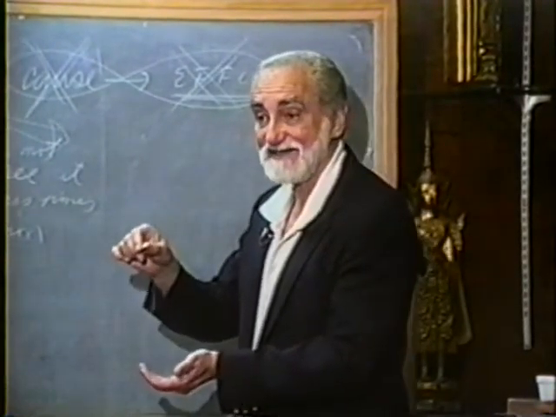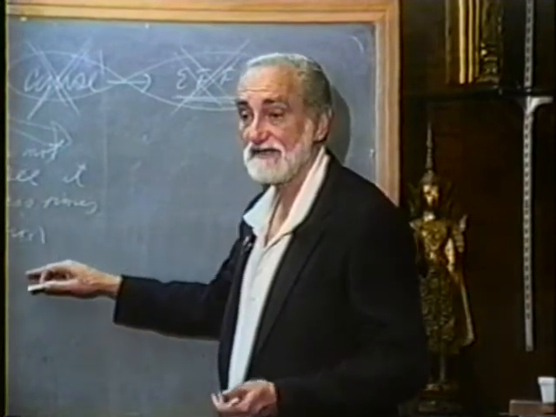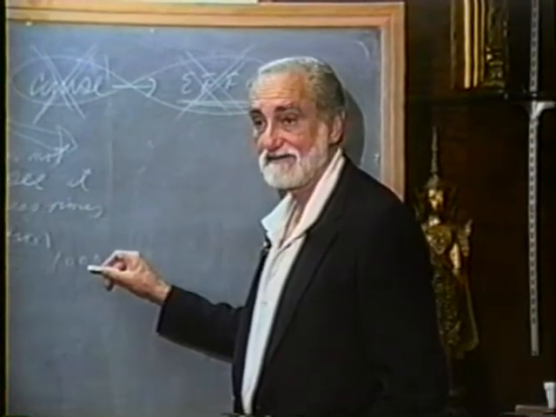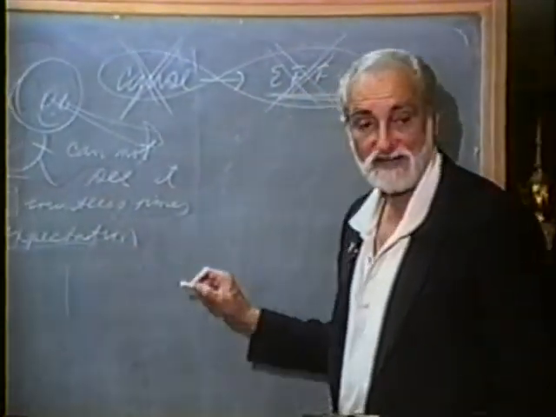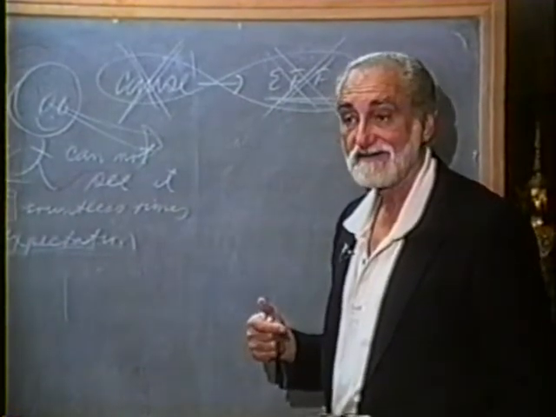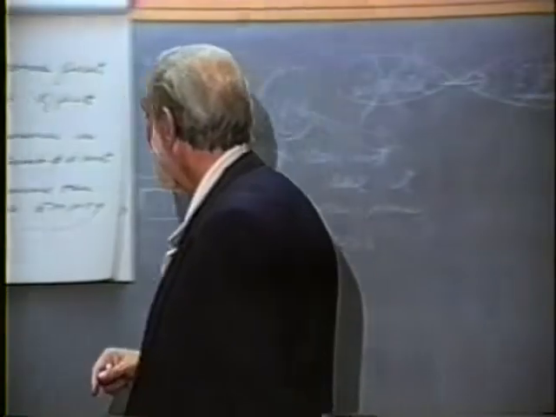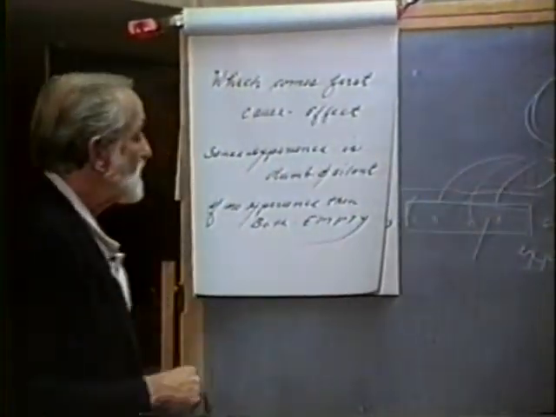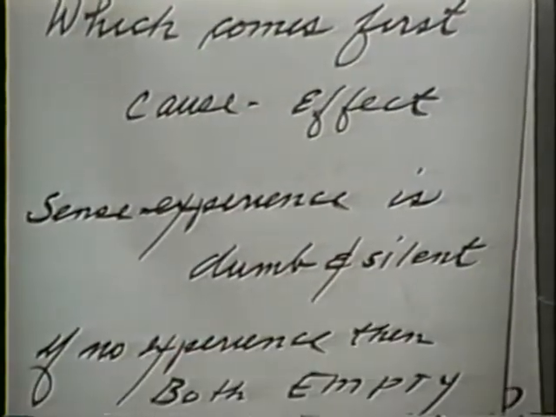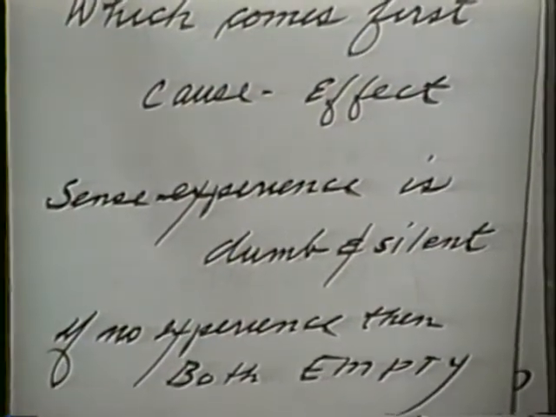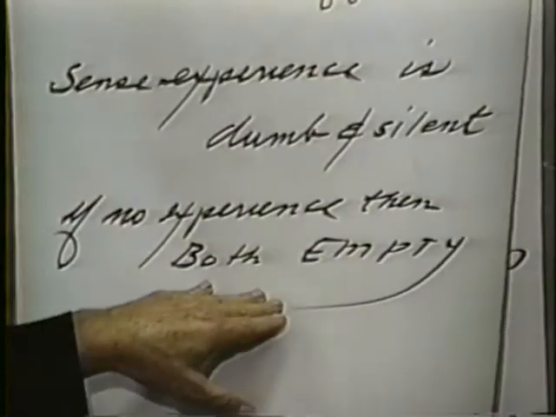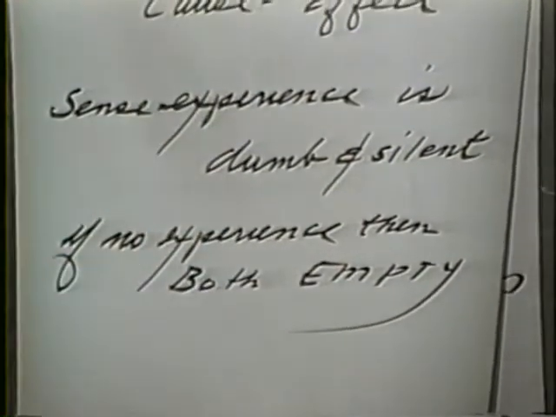Is there a certainty? Are we back with expectation, probability? No. If we know the odds are 1,000,000 to 1, I would say certainly bet on it. Sure. But in terms of knowing, can we establish the idea that there is a cause and effect that we are in control of internally? Look here then. Sense experience is dumb and must be silent and can say nothing about cause and effect because it can't experience it. Well then, if no experience, then both cause and effect are empty.